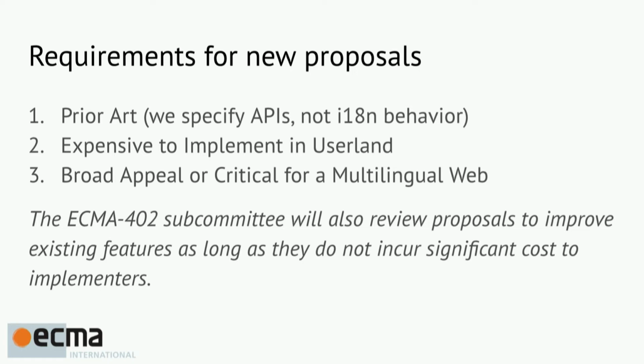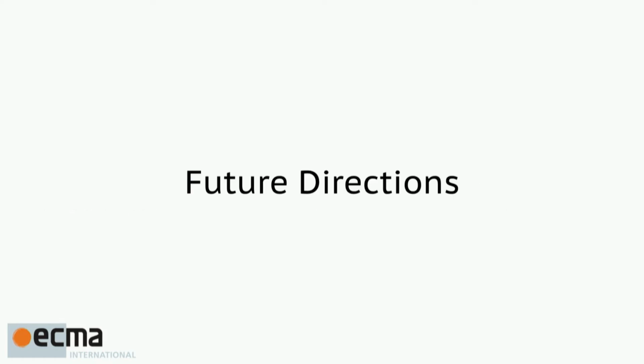We also consider proposals to improve existing features. Error display, which is one of the stage 1 proposals, is an example of that, where we're improving an existing feature, tweaking it, and we will consider those proposals as long as, again, they're implementable and don't incur significant cost. So future directions, and I think this is where Greg takes over again.